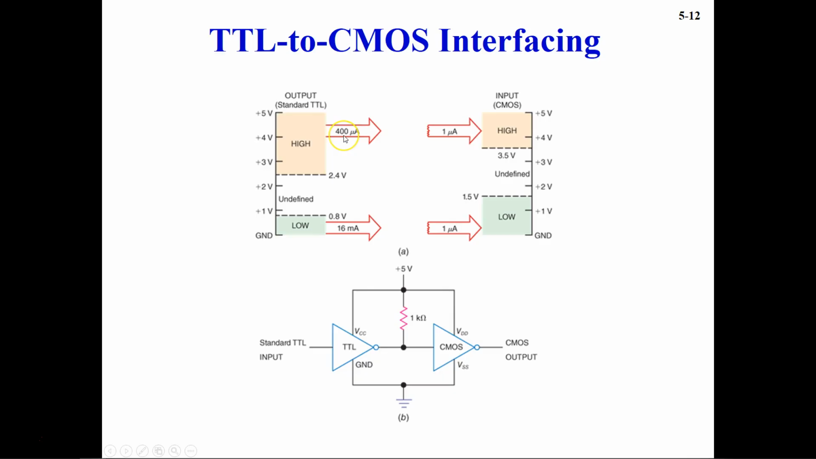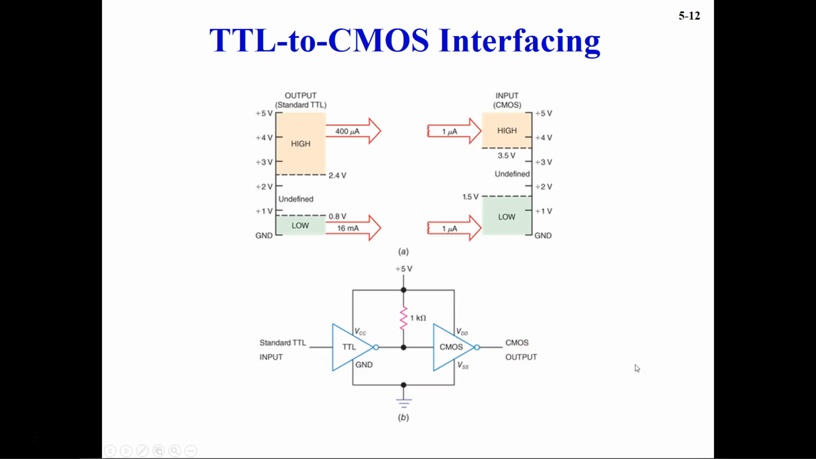And a complete circuit for interfacing the standard TTL to CMOS is what you can see here, where a 1 kilo ohm pull-up resistor has been used. This circuit is driving either the 4000 series or 74HC or FACT series of CMOS ICs. So you can see how, with the help of a pull-up resistor, the incompatibility can be avoided.